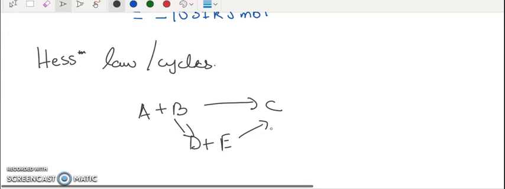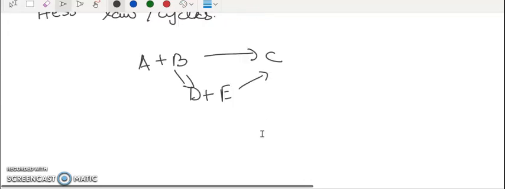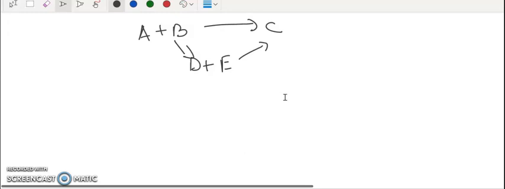So to better understand this, we're going to use examples, but it's best to know how the Hess cycle is going to be. The first type of Hess cycle we're going to take a look at is standard enthalpy change of formation. That means when you have standard enthalpy change of formation type data given to you.